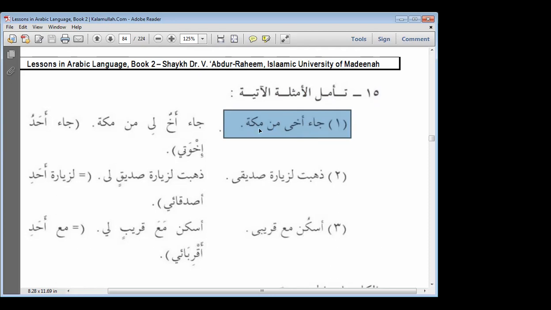Remember, Makka is one of the words that is mamnu' minas-sarf. So therefore, when it is in the genitive case, it will take a fatha on the last letter and not a kasra. Okay? So we won't say min Makkati, but rather we say min Makkata.